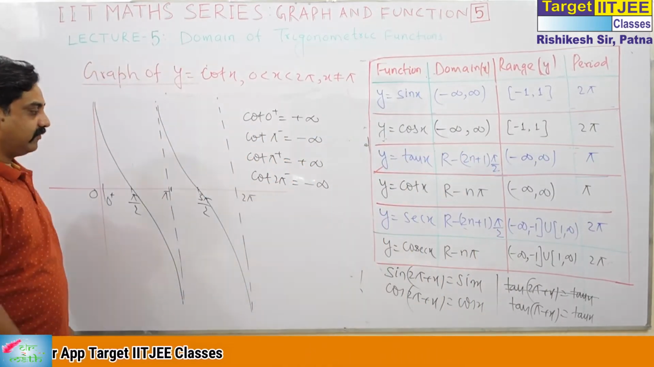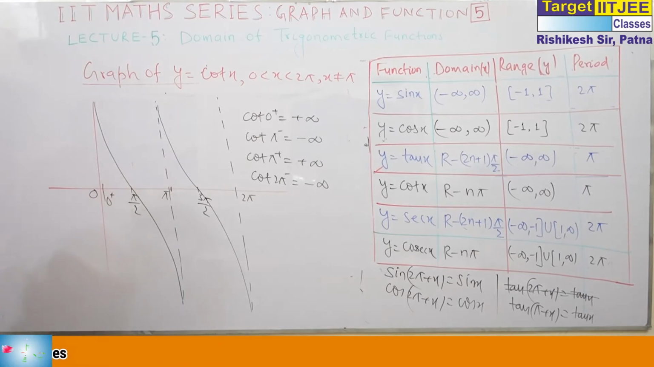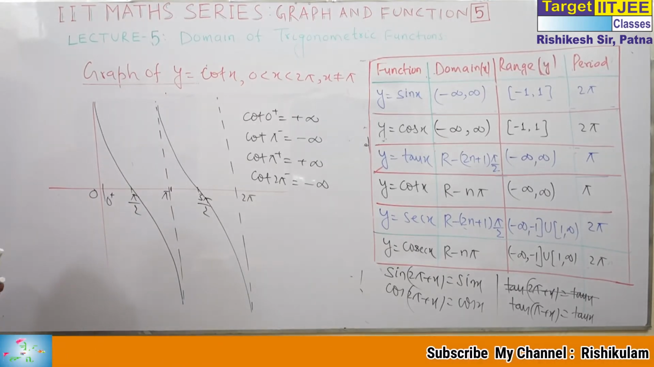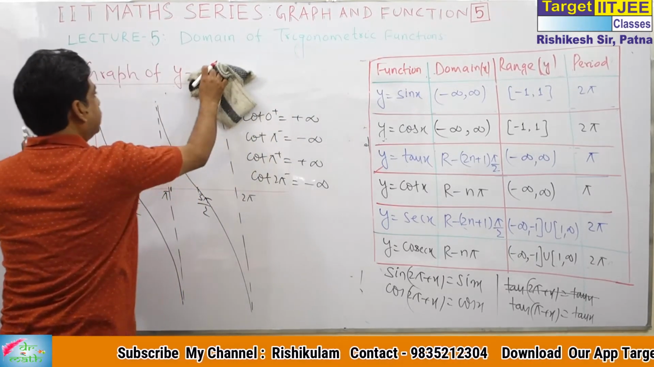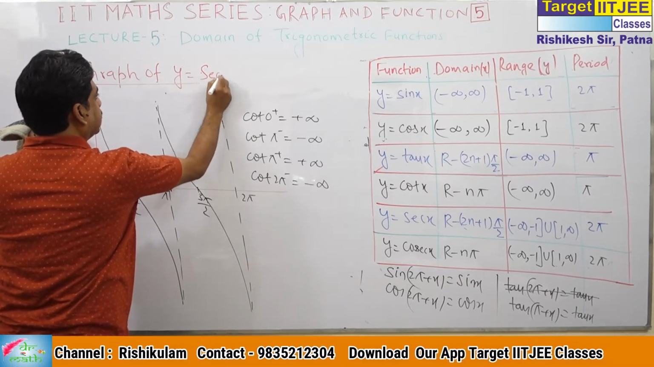You can also write cot x is always decreasing on its domain of definition. This is always a decreasing function. This is the graph of cot x. Now let me come to the graph of sec x. This is the graph of sec x.